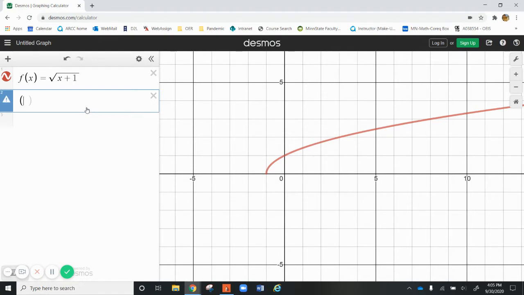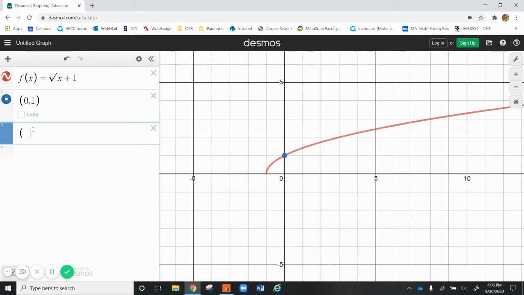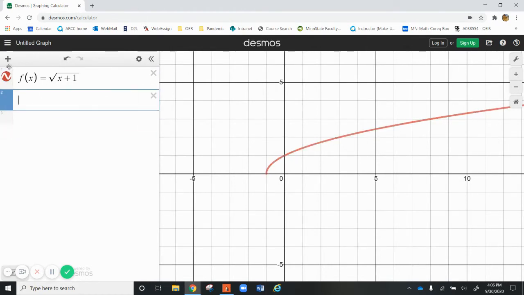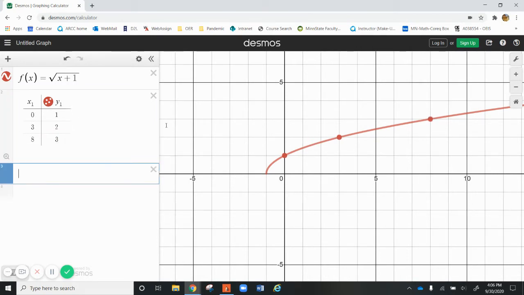So one point on this function is (0, 1). That's a point on this function. So my point showed up right there. I'm also going to have a point like, let's see. Oh, I just realized I can do this thing. Let's see if I can figure out how to do this. Table. (0, 1). Yeah, (0, 1). And I've got (3, 2). And I've got (8, 3), right? So there's a few points that are actually on this graph.